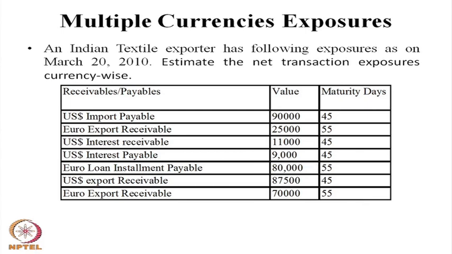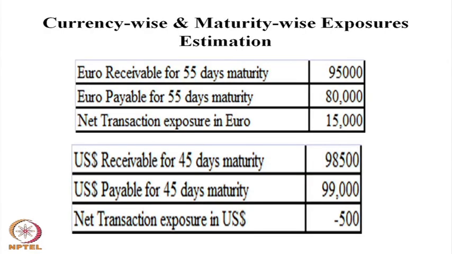On this basis, how do we estimate the transaction exposure? We can go for euro receivable 55 days, euro payable 55 days. So, the net transaction exposure in euro is 15,000. Similarly, US dollar receivable 45 days 98500, US dollar payable 45 days 99, so the net transaction exposure in US dollar is 500. So, different net exposures are there. There is a net transaction exposure gain in the case of the euro currency. In the US dollar, there is a net transaction exposure loss of 500. So, there are different maturity periods and different currency type exposures.